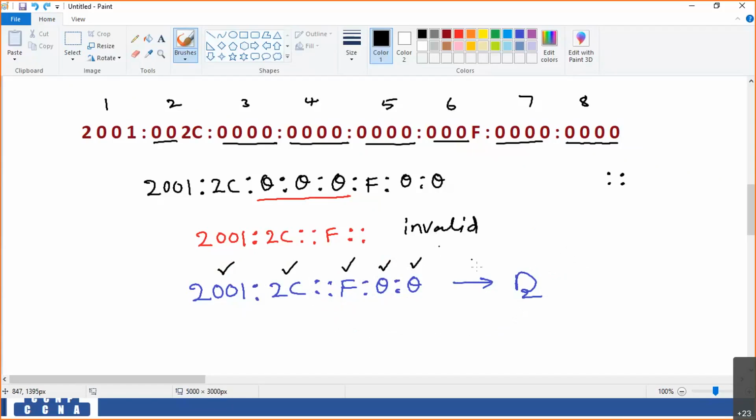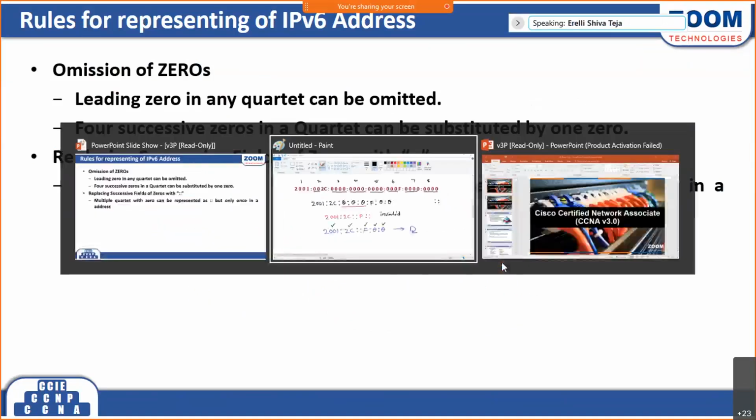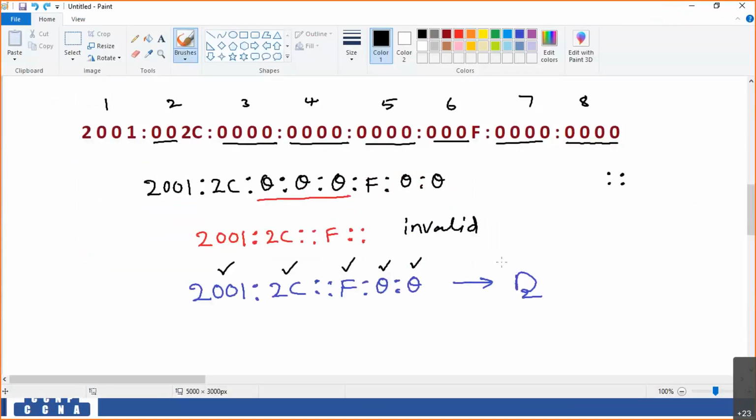Clear? So these are the basic 3 rules we can understand easily: omission of leading zeros, successive zeros, and multiple fields of zeros with the double colon representation. Is it clear for everyone?